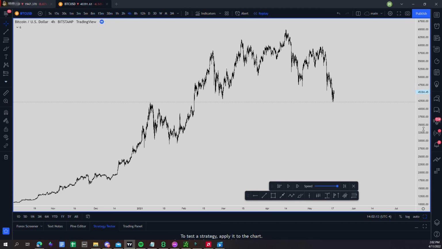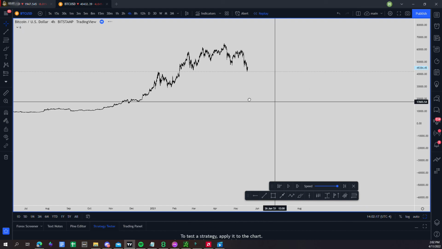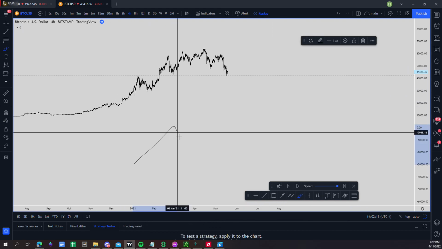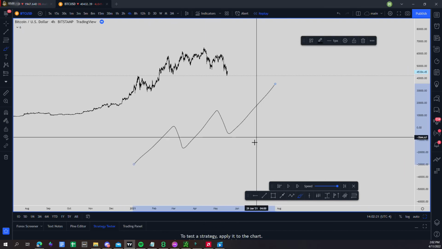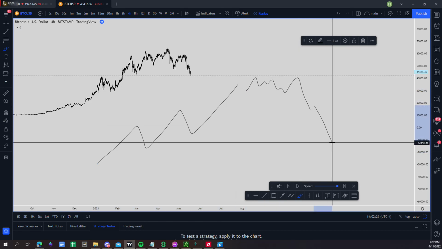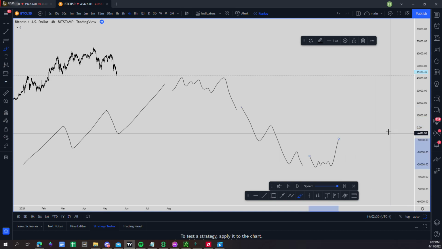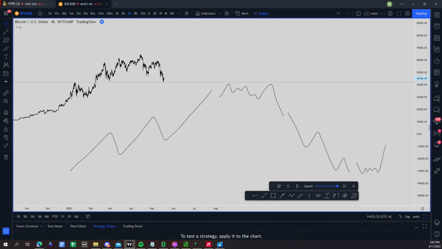So for now, keep in mind the 4 stages of the market, which is uptrend, distribution, downtrend, and accumulation. And that is all I have for this one.